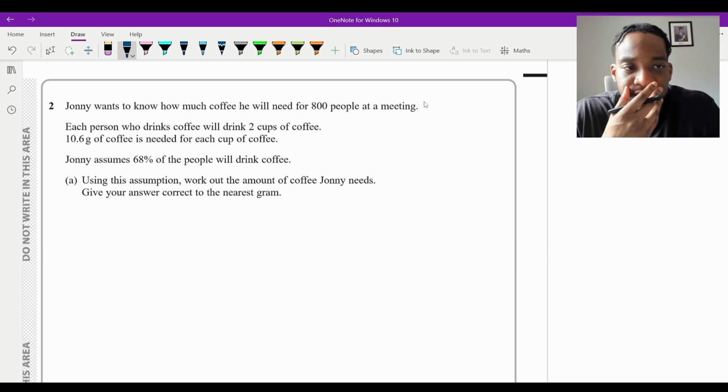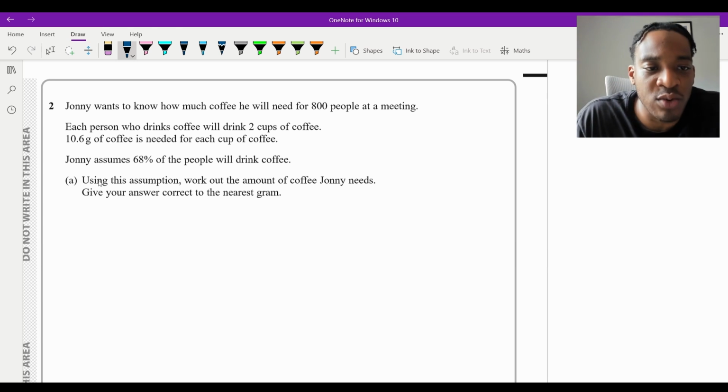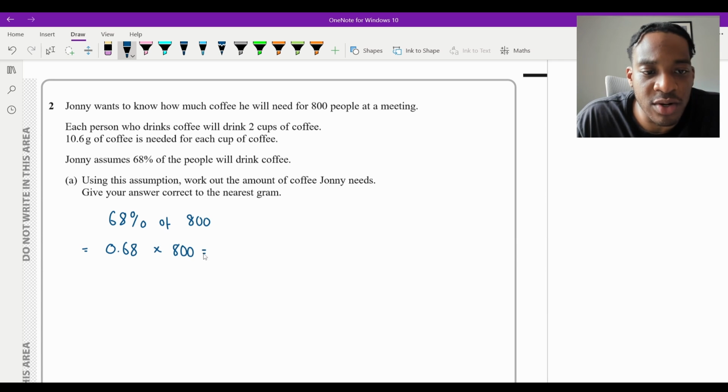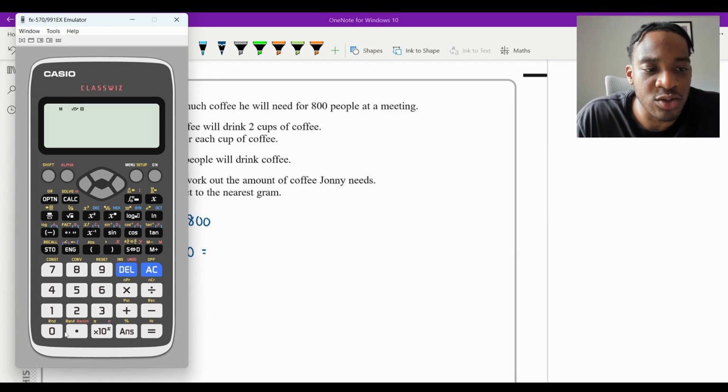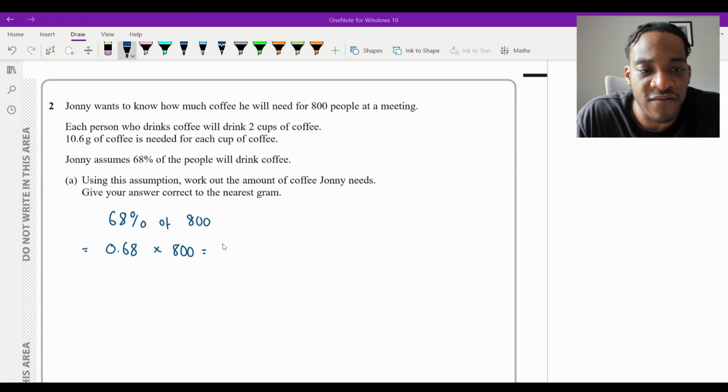Firstly, there are 800 people, but not all of them are going to drink coffee, right? Johnny assumes that's going to be 68%. So let's work out how many people he assumes will be drinking coffee. To do that, we need to work out 68% of 800. Remember, this is a calculator paper, so you can do this very quickly. Change this to a decimal by dividing by 100, 0.68, and then you just times by 800. So we'll do 0.68 times 800. This gives me 544, so there are 544 people drinking coffee.